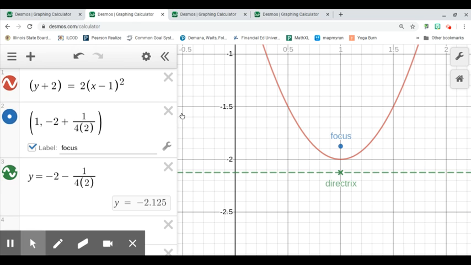All right, so here's another example of a parabola. This parabola is going to be opening upward, and as you can see from its equation over here on the left, the parabola has been shifted to the right one and down two. The number that's in front of the x squared part is positive, so it opens upward.